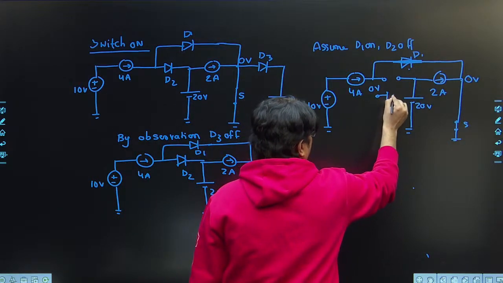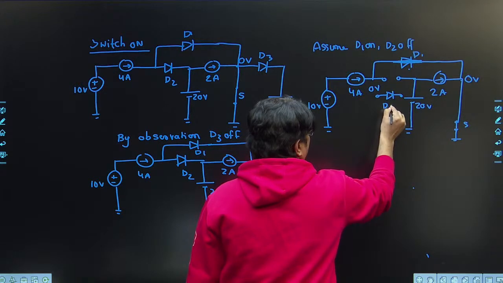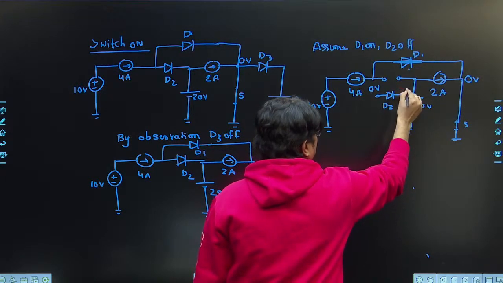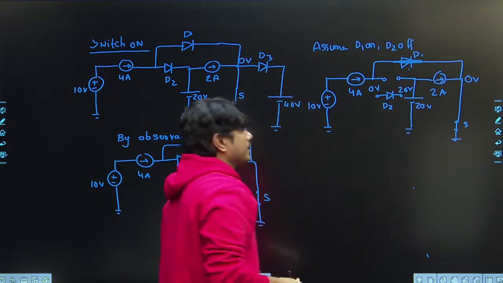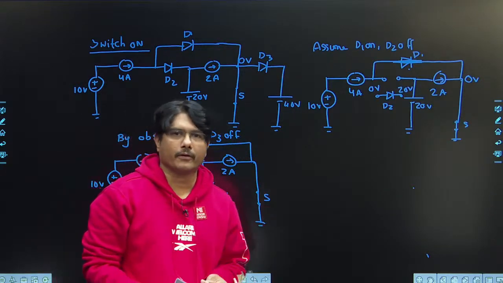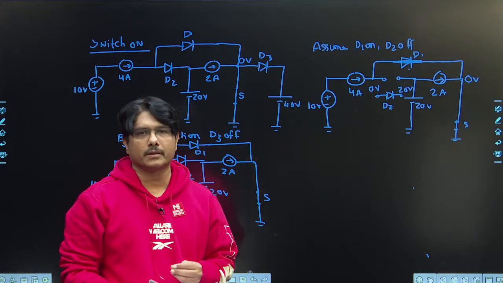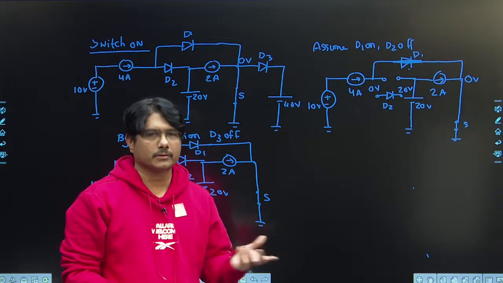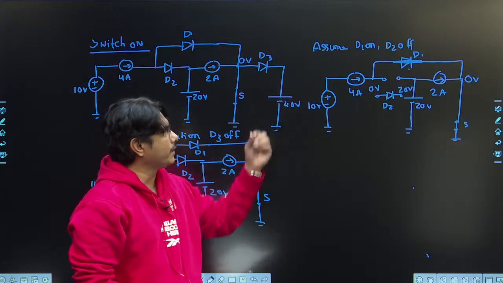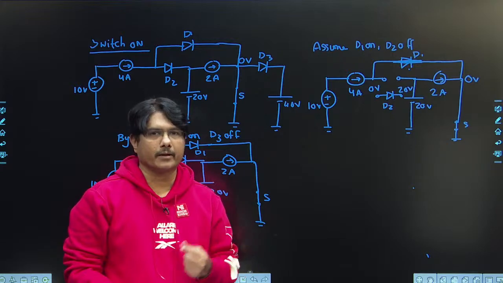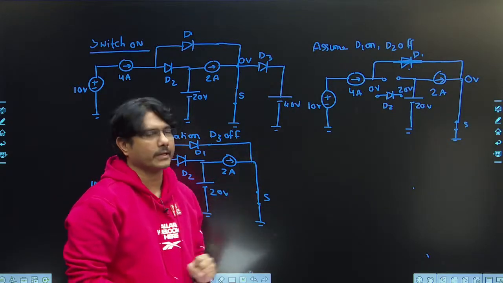According to our assumption, at your D2 position, if you see, this side is 0, this side is 20. By this observation we can tell D2 is getting off, because on the anode side we have 0 volts, on the cathode side we have 20 volts. So this is simple to tell you: when I have made D1 on, D2 is getting off. So I think this assumption is looking correct.